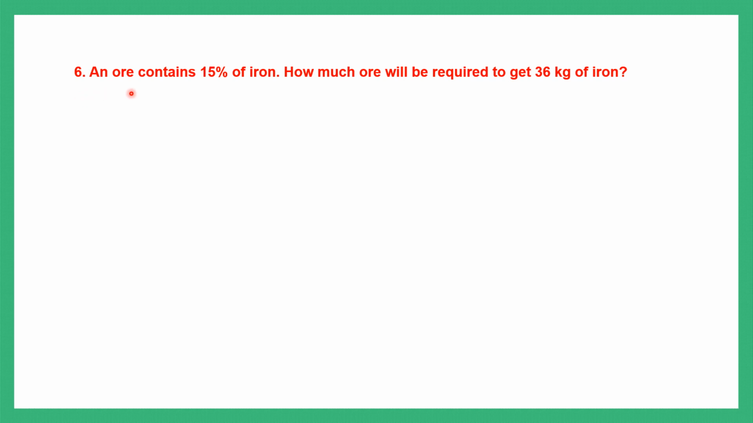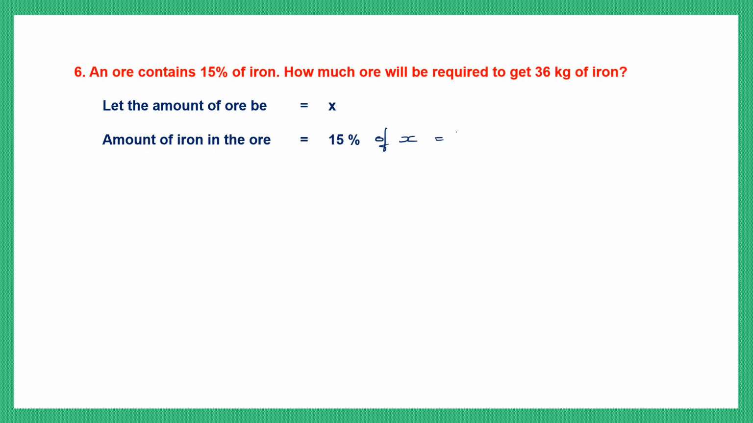Question 6. An ore contains 15% of iron. Now how much ore will be required to get 36 kg of iron? So we are going to find out the ore required. Okay, so let the amount of ore be X. So that means the amount of iron in the ore is 15% of X, which is given as 36 kg. This is given as 36 kg of iron. So 15% of X means 15 by 100 into X. X is the amount of ore that we are going to find out, is equal to 36.